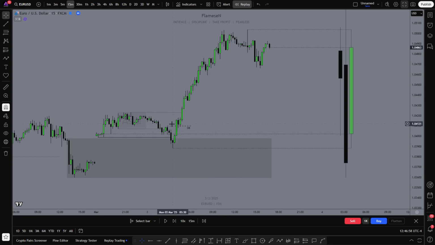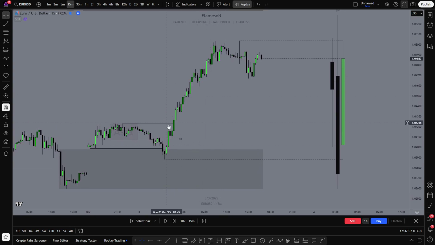A more refined entry would have been right here, but price didn't offer that. Instead, it tested this order block and then expanded immediately for the rest of the day. This was the third signal I provided to you on Monday, and this was the exact thought process behind it.